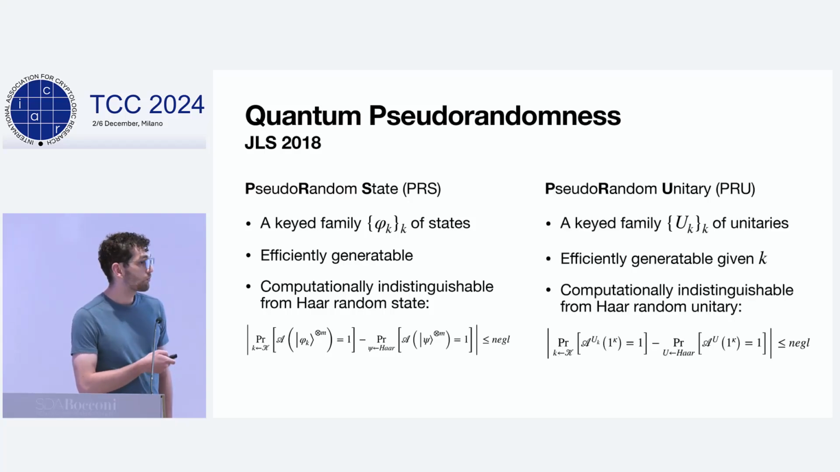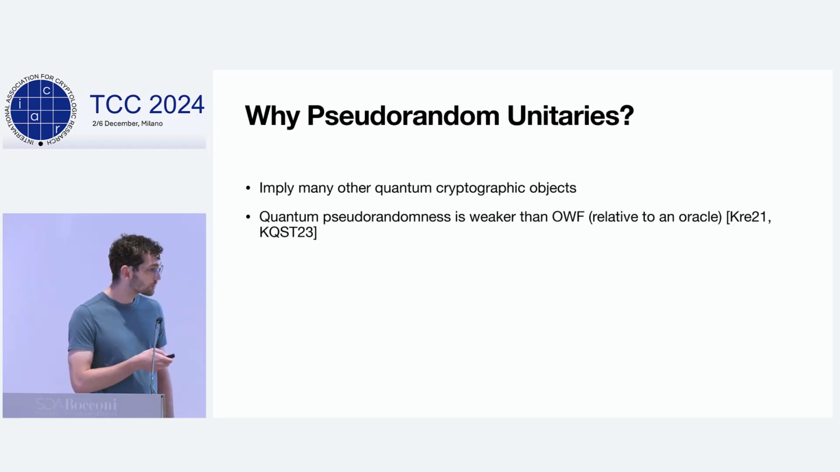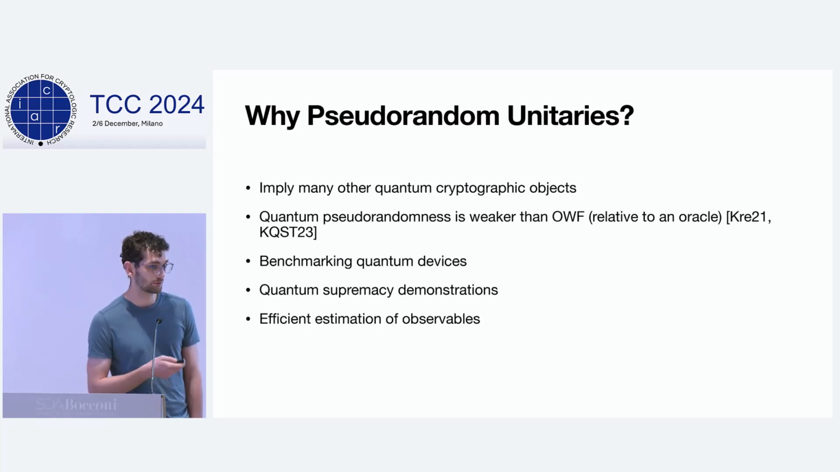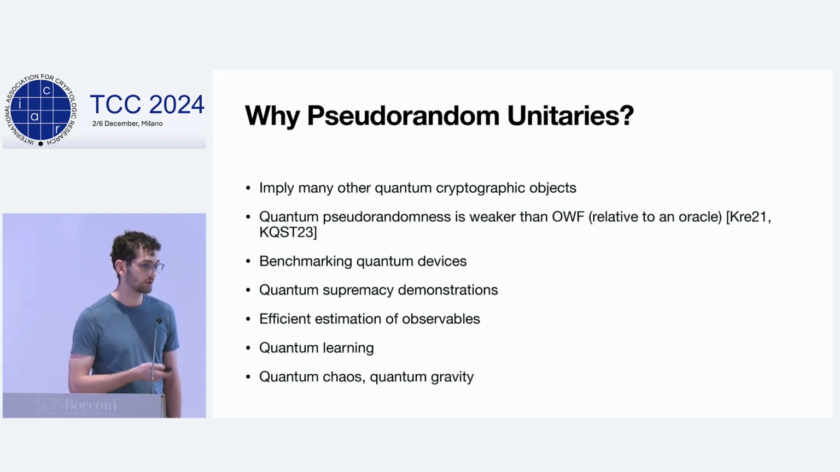Why are pseudorandom unitaries very interesting? First, they imply many other pseudorandom objects, as we just heard, PRS in particular, also PRSS or versions of PRSS. Quantum pseudorandom objects are also weaker than one-way functions, at least relative to an oracle, which makes them inherently interesting. They're used for benchmarking quantum devices, for quantum supremacy experiments, for efficient estimations of quantum observables. They are also used in quantum learning and in the theory of quantum chaos and quantum gravity.